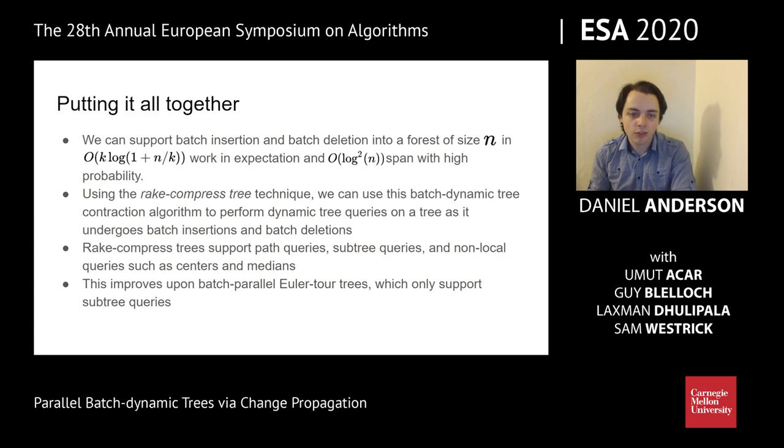And since Rake-compress trees already support path queries, subtree queries, and non-local queries like centers, medians, and distances to marked vertices, our data structure automatically supports all of these queries too, in the same time bounds. And this improves upon the batch parallel Euler-Tour trees, which only supported subtree queries.